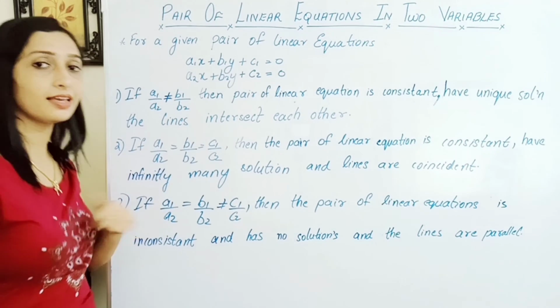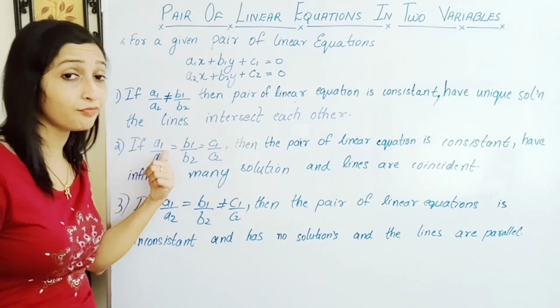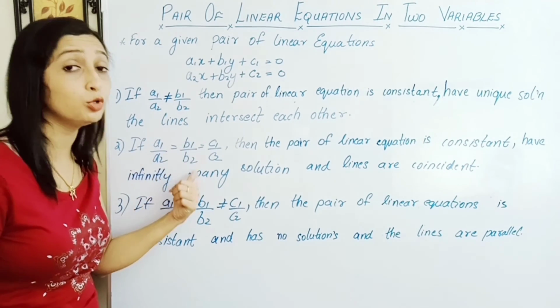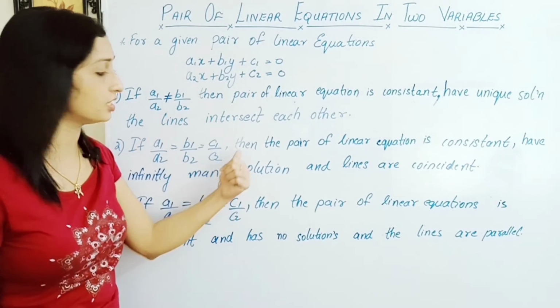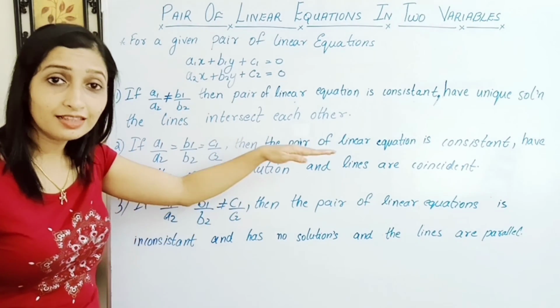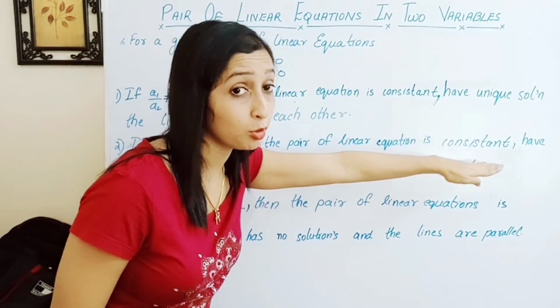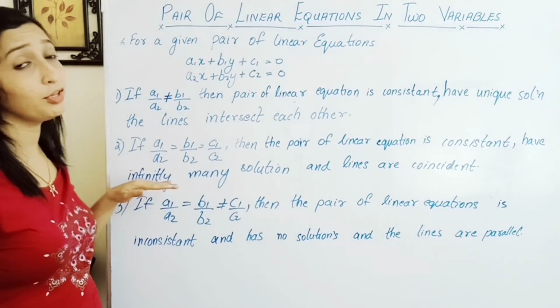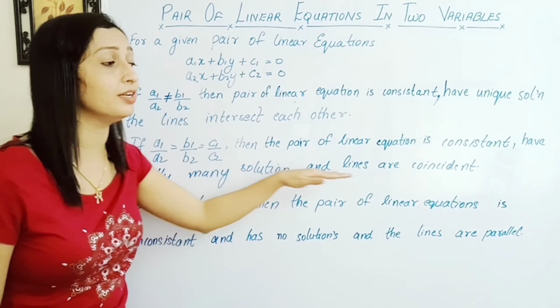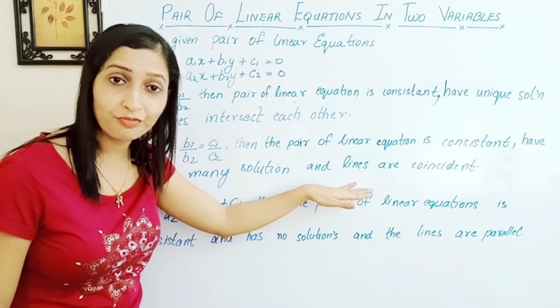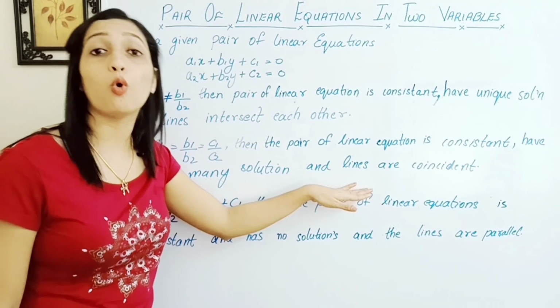Now, what is the second condition? Second condition is if a1/a2 = b1/b2 = c1/c2, then again the pair of linear equations is consistent. And what about the solution? They will have infinitely many solutions, and when you draw a graph, the two lines are coincident.